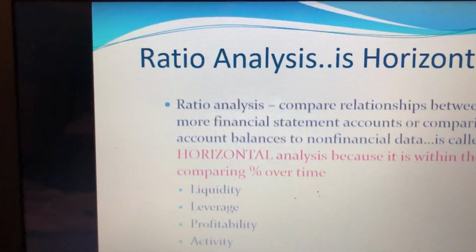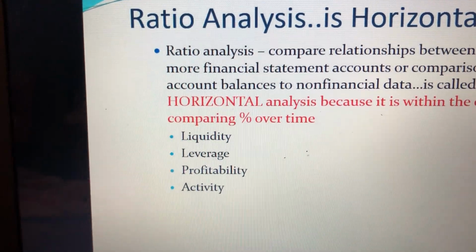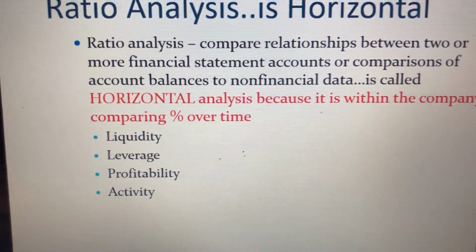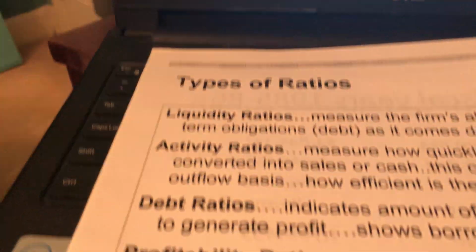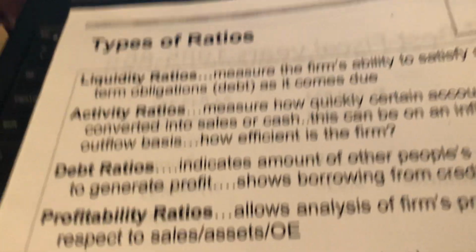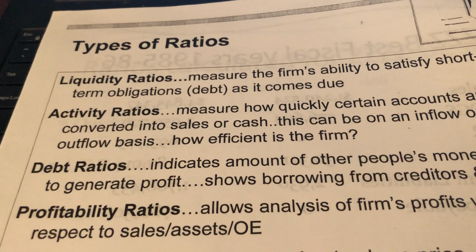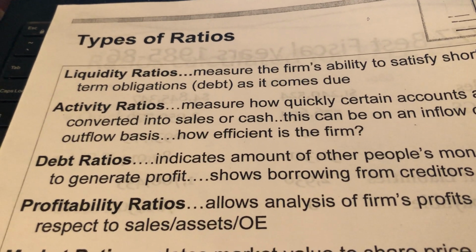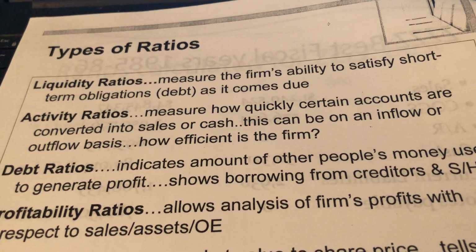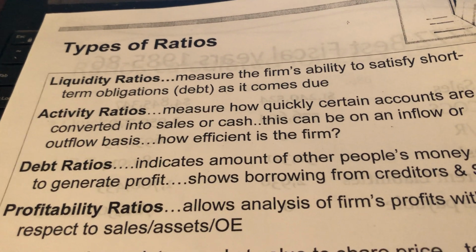Okay, horizontal ratio analysis. Now we have some different categories, and I'm going to give you even more categories. I'm going to send you another sheet that tells you what all these mean, and I like to have these on the test, so you need to know that. Liquidity ratio is how are they able to satisfy their short-term debts or their debt in general. Activity, how are they doing as far as collecting accounts receivable or selling inventory. Those are going to be your turnovers.